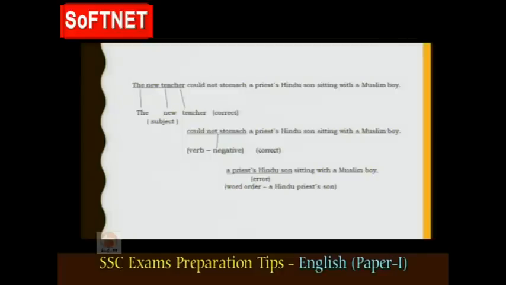And the subject, predicate form, and see here there is a division. The new English, the new teacher has been divided. It is a subject, there is no error in the subject, everything is fine. Now, next let us go to the verb form, that is predicate, could not stomach. Can we find any mistake?